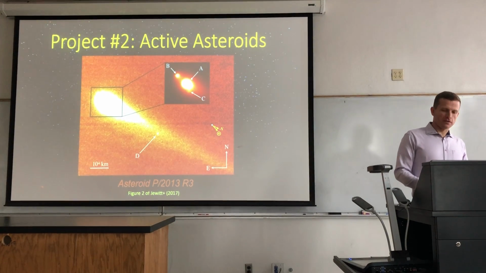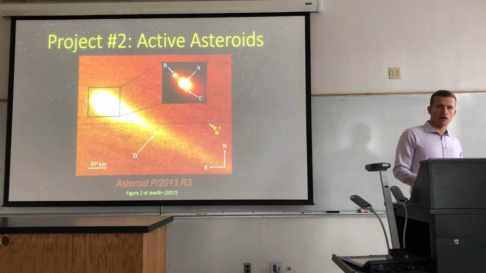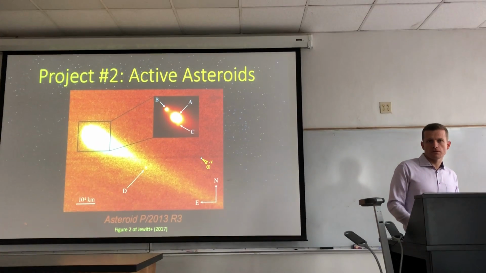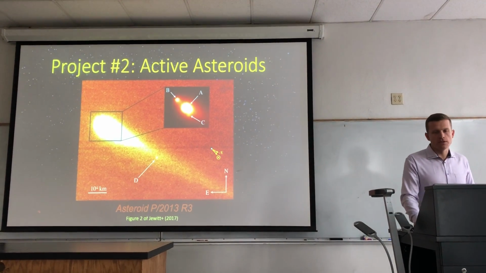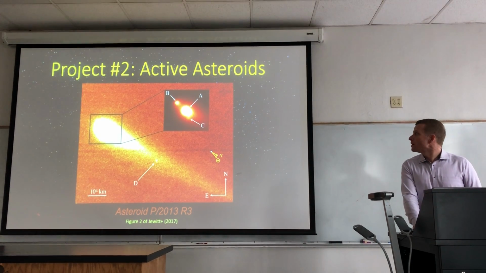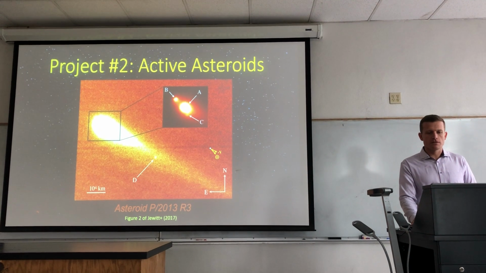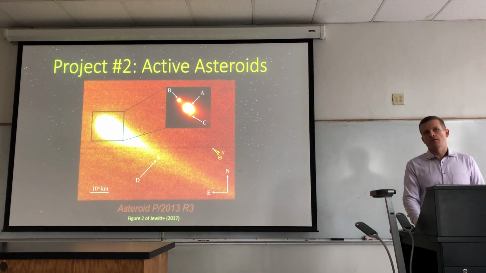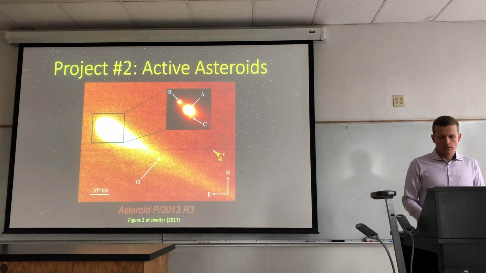So, okay, on to project number 2, active asteroids. So this is not a comet you're looking at. This is an asteroid, P2013 R3, and this is from Jewitt et al. 2017, and it's showing a blow up in that section where you can see pieces of the comet that are in there. Each part is labeled A through D, and there's a couple arrows pointing away from the sun, which is also where you see that tail pointing.